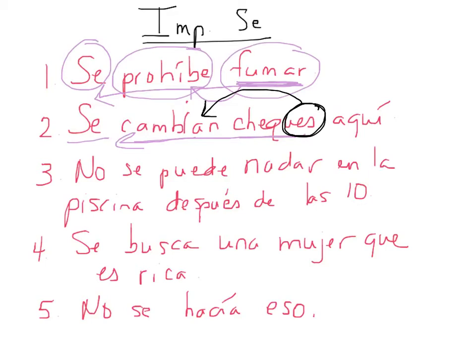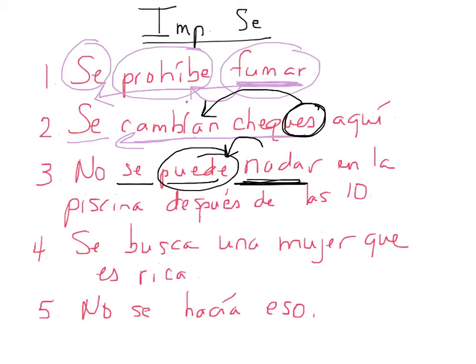Here's a common one that you might see outside of a pool, for instance, in a hotel. No se puede nadar en la piscina después de las 10. One should not swim in the pool after 10 o'clock. Very common in hotels. You might even see this in beaches, like swim at your own risk, that kind of thing. Lifeguard not on duty, okay? So again, we have an infinitive, so we're going to use the singular form of the verb. Se plus the verb plus the object. In this case, the verb is singular because we're using an infinitive.